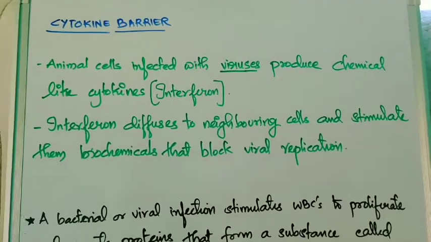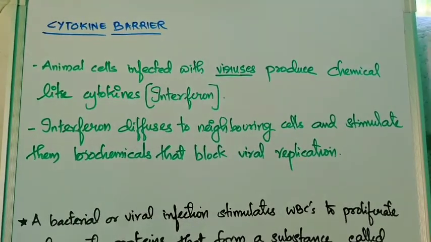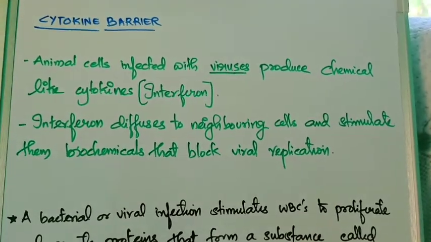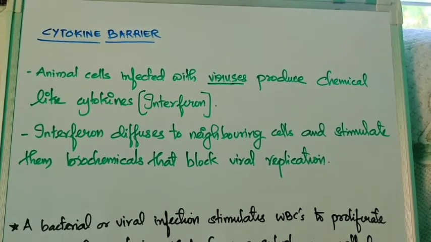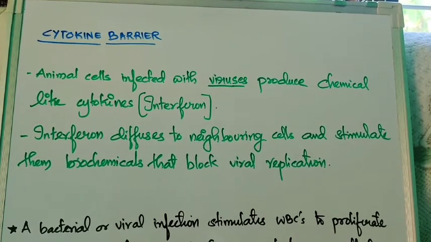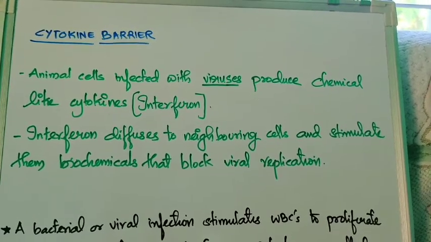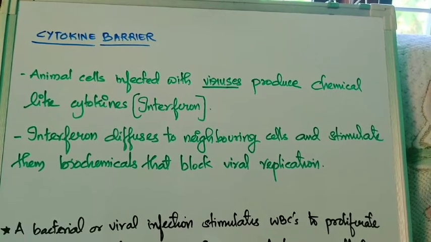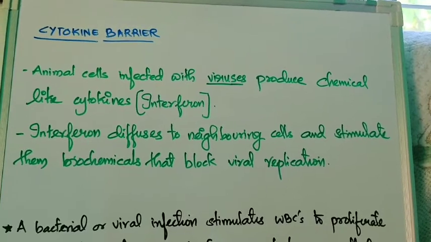The last type of barrier that we are going to discuss is the cytokine barrier. Usually when animal cells are infected with viruses, children, this one is specifically for viruses. When animal cells are infected with viruses, those cells will produce certain chemicals which belong to a protein category called cytokines.